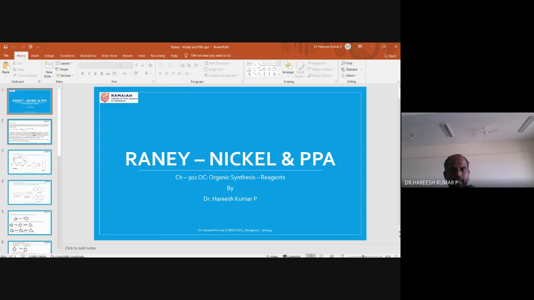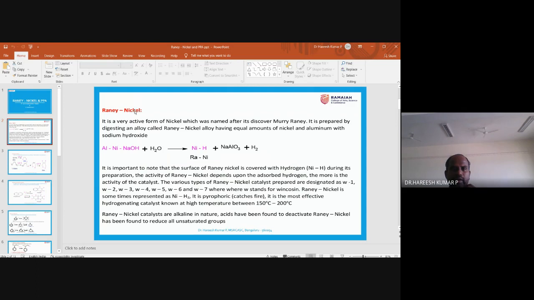I will go to the next slide. So here you can observe Ra-Ni nickel. How can one prepare it? It is prepared starting with an alloy, called a Ra-Ni nickel alloy. The alloy is nothing but an aluminum, nickel, and sodium hydroxide combination. When it is treated with water, the aluminum goes out as sodium aluminate. What you need to remember is that sodium aluminate is soluble in water and it will go out.